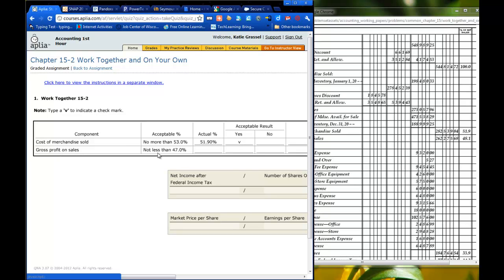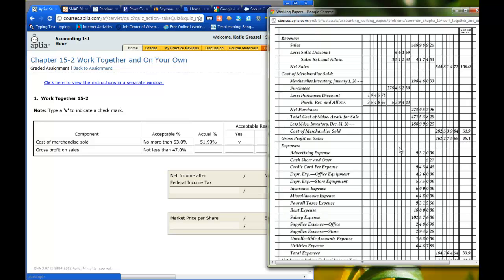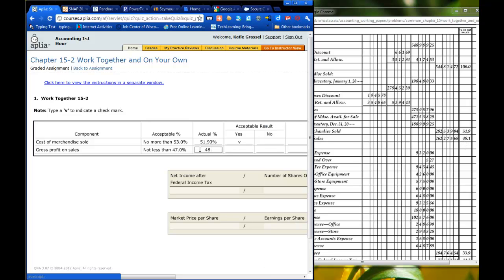Gross profit on sales, not less than 47%. So here, when I take a look at gross profit on sales, my actual component percentage is 48.1%. Is it less than 47%? It is an acceptable component percentage because it is not less than 47. It is greater than 47. So both of those are going to be acceptable results.